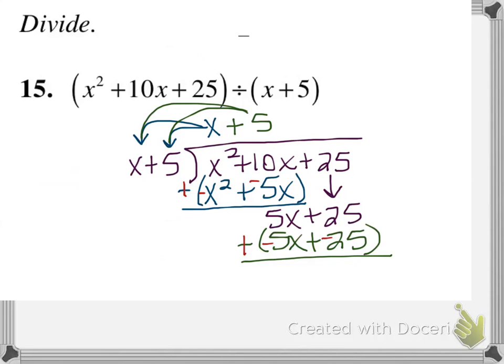You subtract that quantity. Remember, when you subtract, it's like adding the opposite. And then you can see the 5x minus 5x drops out, which is what you want. 25 minus 25, that also drops out, and you're left with a remainder of 0. So what's my answer to this problem? Well, my divisor is right here, and it is x plus 5. So the answer is x plus 5, and I have a remainder of 0, so I don't have to worry about that. So you're really just asking yourself a series of questions.